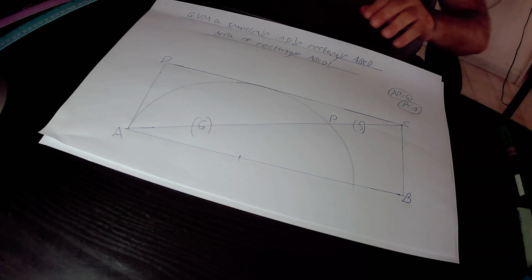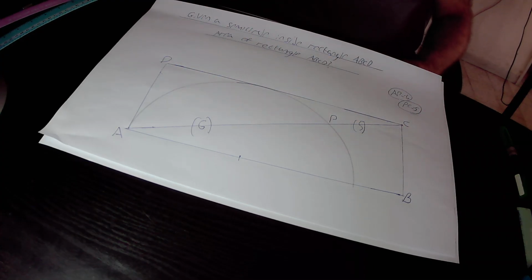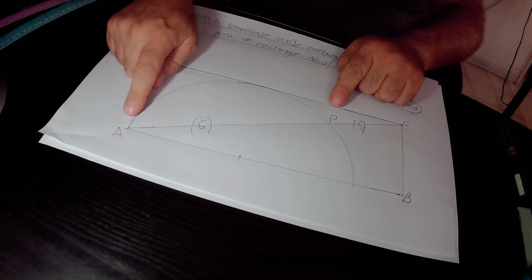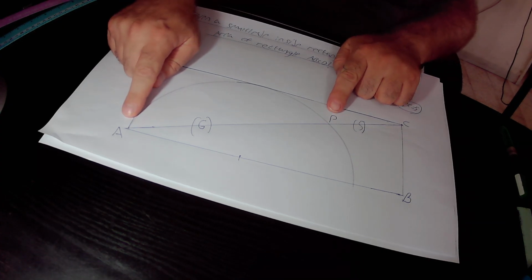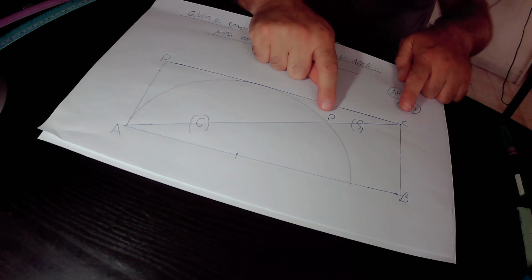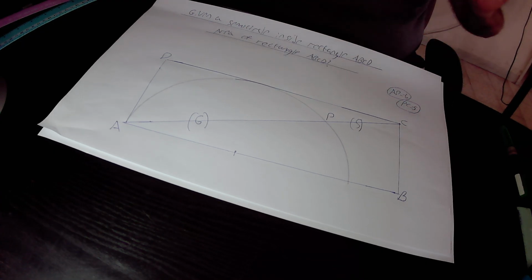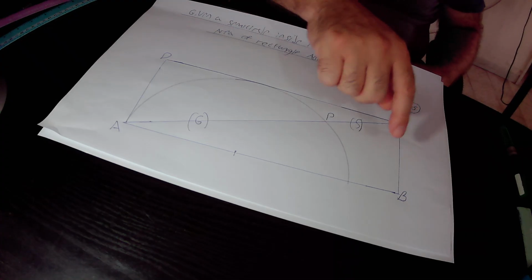In the drawing we have rectangle ABCD. Inside this rectangle we have this semicircle. This is called AP, that is equal to 6 units in its length. This is called segment PC, that is equal to 5 units. Again, our mission is to find out the area of this rectangle ABCD.